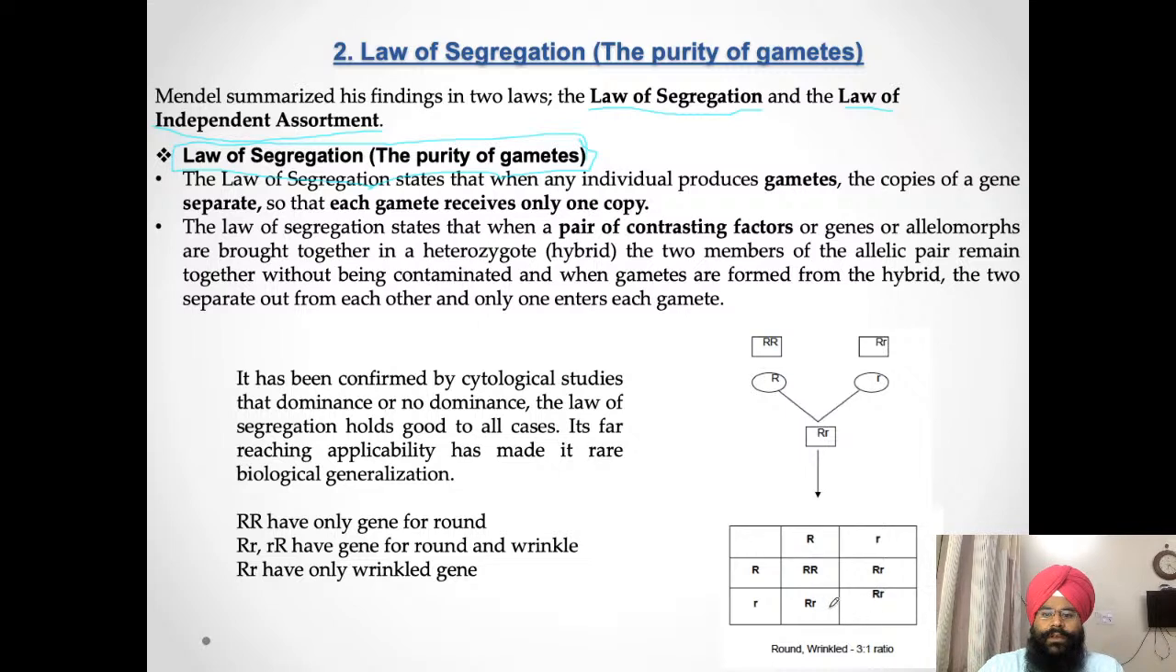This is wrong, this should be small r. This is how you see the ratio of round versus wrinkle. This is what the purity of gametes says. You took one allele from there, one R and one small r, and then made a cross between them by the Punnett square. What we see is the biological generalization: the ratio of round to wrinkle is 3:1.